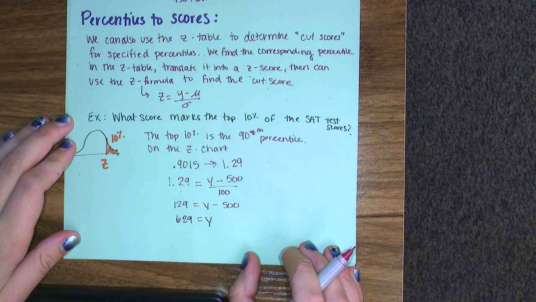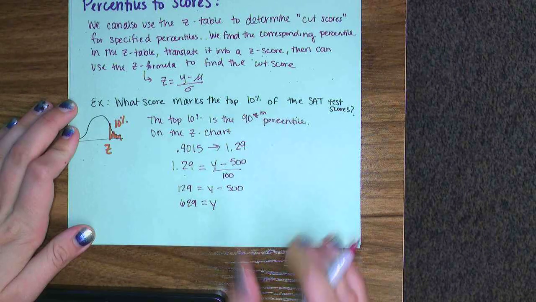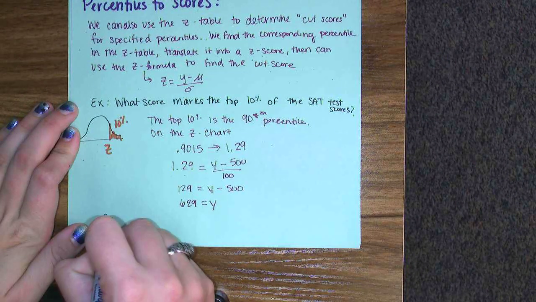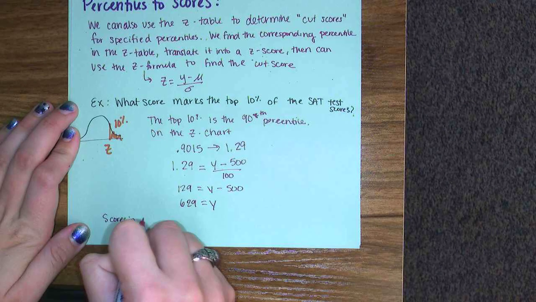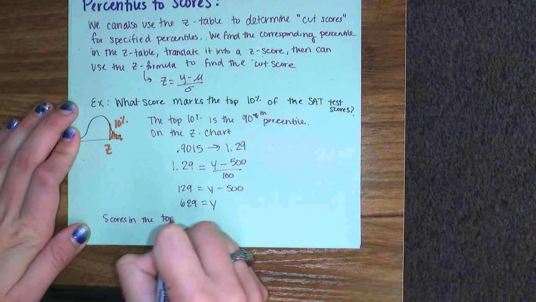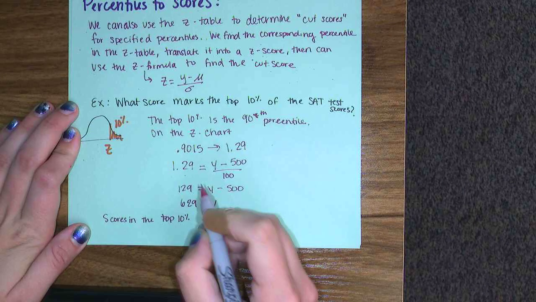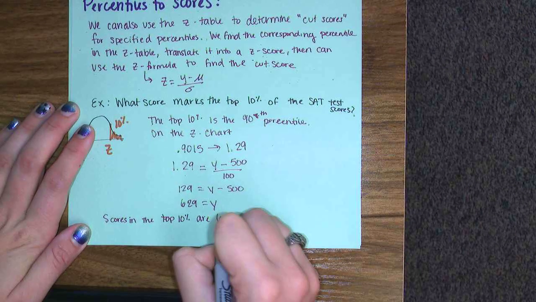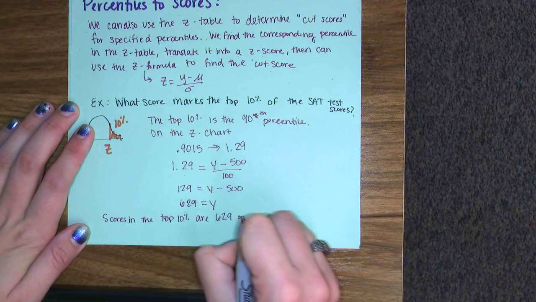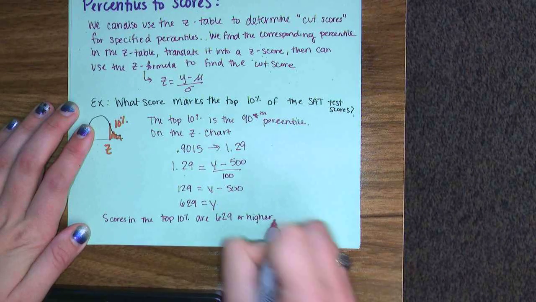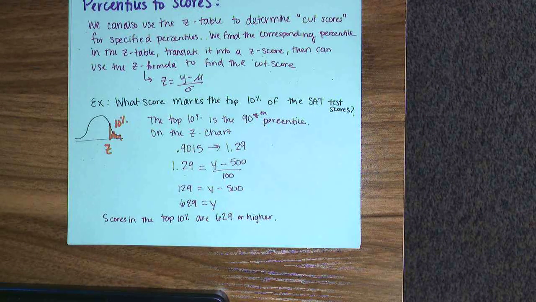And then interpreting what this means, basically scores in the top 10% are 629 or higher. And that's all for that. So that's a good place to stop. The rest of it is stuff that just talks about if you're using your calculator, little reminders and stuff like that.